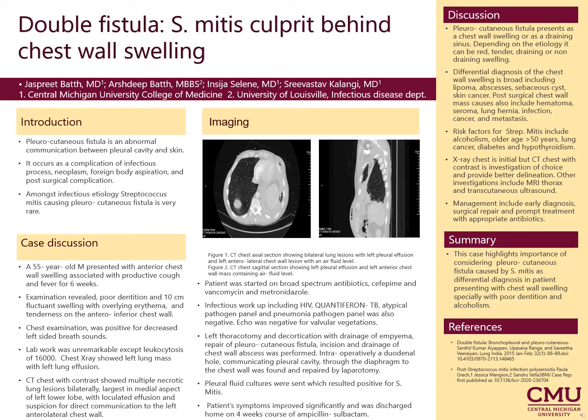CT chest was ordered to further delineate the lesion, which showed multiple necrotic lesions bilaterally, as we can see here in the axial section of the CT, with left pleural effusion and an anterior chest wall swelling with air fluid levels which seem to be communicating with the left loculated pleural effusion here in the axial section. Similarly, in the sagittal section, we can see here left lung pleural effusion and anterior-inferior chest wall swelling with air fluid levels.